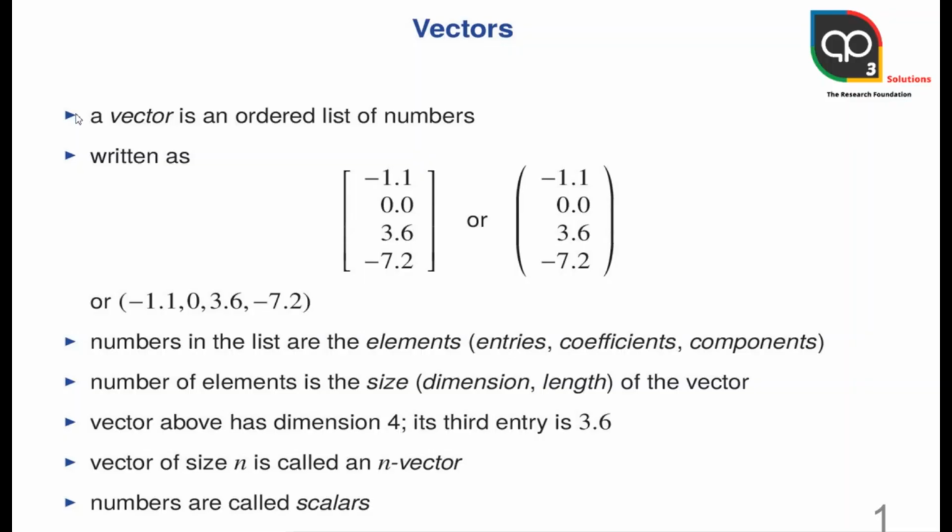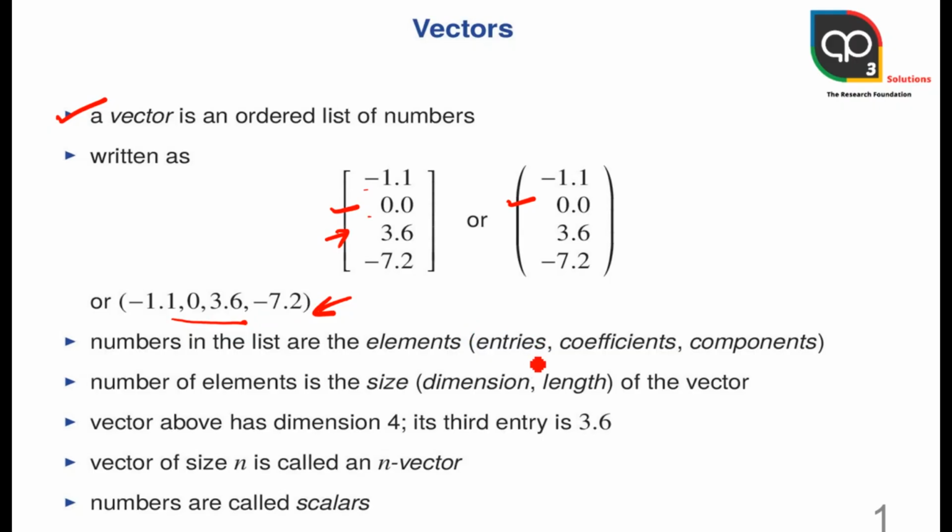A vector is an ordered finite list of numbers. Vectors are usually written as vertical arrays, surrounded by square brackets or curved brackets, as in this square bracket, written as minus 1.1, 0.0, 3.6 and minus 7.2. They can also be written as numbers separated by commas and surrounded by parentheses. In this notation style, the vector above written in square brackets is written as minus 1.1, 0, 3.6 and minus 7.2.